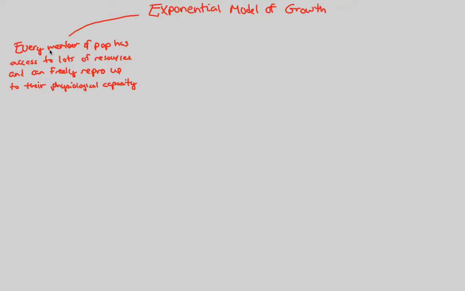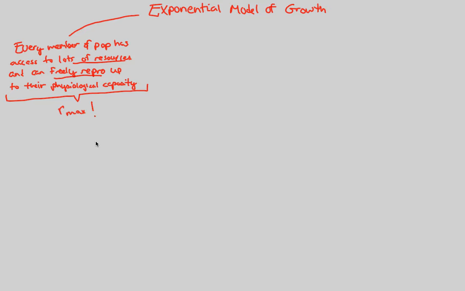So this is the literal definition of an exponential model of growth. Every single member of our population has access to lots of resources, so they are always constantly with these resources, so they're constantly able to grow, constantly able to continue their life without any problems in terms of getting resources, so that's good. And they can also freely reproduce, so much so that they're actually reproducing all the way up to the capacity that they can possibly do based off of their physiological capability, their physiological capacity. Just how much they can possibly reproduce is always going to be reached in this exponential model of growth. Another way to say all of these words is simply Rmax. That's exactly what Rmax stated.